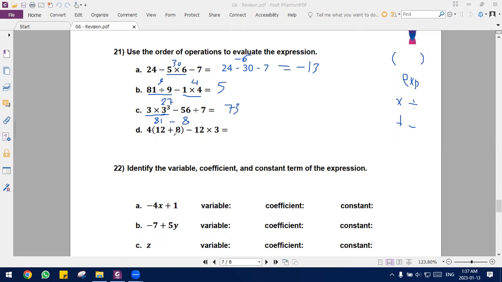Now the last one. First of all, we work out the bracket. 12 plus 8 is 20. In a bracket and outside there's 4. What does that mean? It means 20 times 4. Minus here 12 times 3 is 36. 4 times 20 is 80. So 80 minus 36 equal to 44.